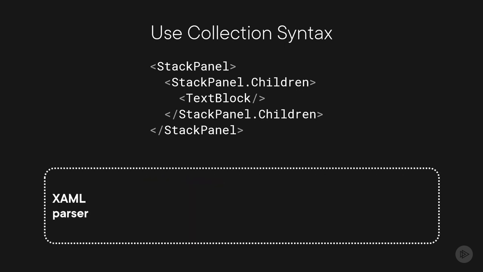Now, when the XAML parser reads this StackPanel element, it creates a StackPanel instance. The XAML parser is the logic in WPF that reads the XAML document to create the objects from it.